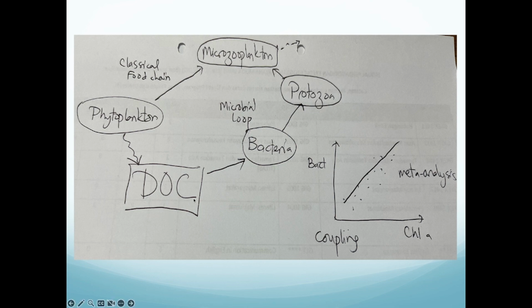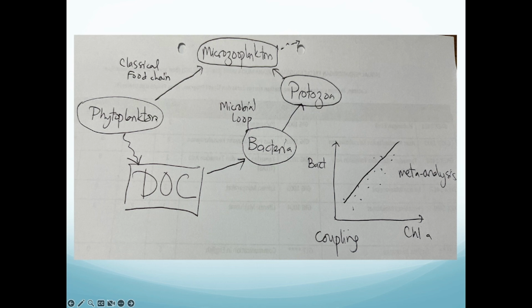And this organic carbon is mostly utilized by bacteria. Only very few organisms other than bacteria can utilize DOC directly. So the main component is usually bacteria that utilizes the DOC and is incorporated into its biomass, which is then taken up by protozoa and then back to microzooplankton of the classical food chain. So this is the microbial loop that we've talked about.